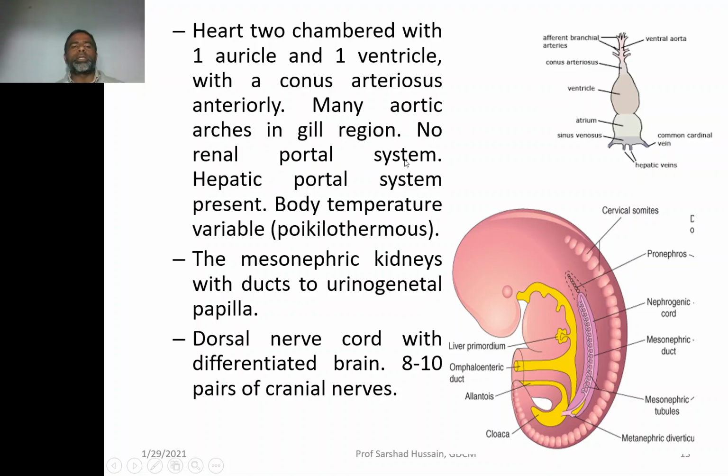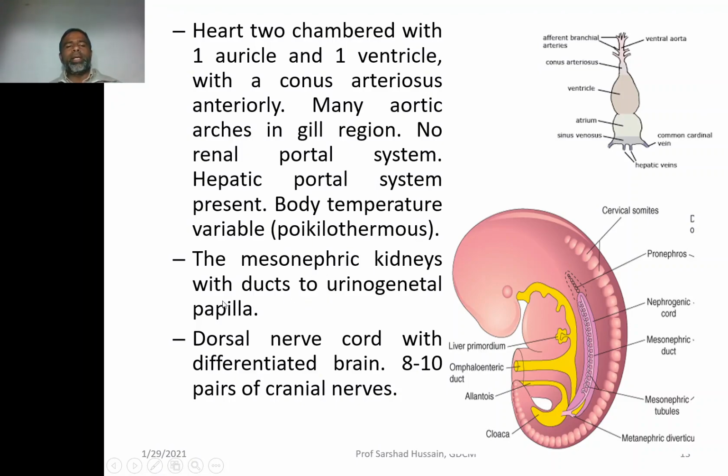No renal portal system is there. The renal portal system is the system where the blood circulates from the intestine, after passing through the liver, and goes to the kidneys. They don't have a renal portal system. The hepatic portal system is present. The hepatic portal system is the system where the blood from the digestive system is directly given to the liver. Body temperature is variable. Variable means their body temperature is not constant. They are called cold blooded or poikilotherms.